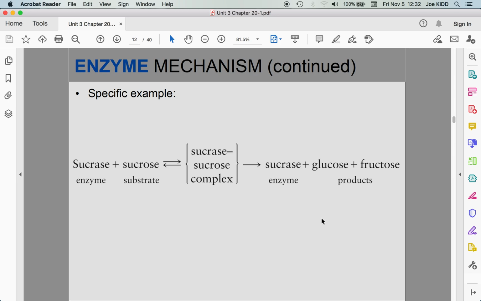For example, we have sucrase, which is an enzyme that works at digesting or breaking apart the disaccharide sucrose. Sucrose would be our substrate. So when the sucrose binds to the sucrase, chemistry will occur to cleave the glycosidic linkage between the glucose and the fructose. When that happens, the sucrase, the enzyme, will release the new products of glucose and fructose. There's no more sucrose left. The sucrose was broken down into the glucose and the fructose.